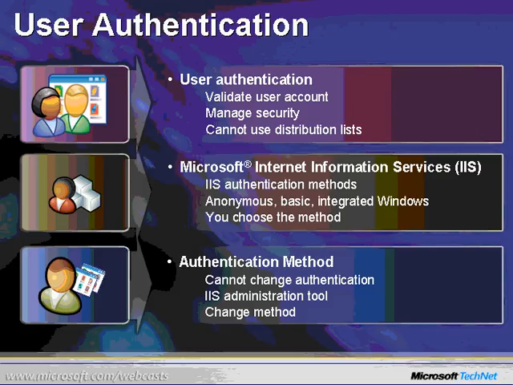User authentication for Windows SharePoint services is based on Internet Information Services authentication methods. Windows SharePoint services can be used with anonymous authentication, basic authentication, integrated Windows authentication, and certificate authentication. You choose the authentication method you want to use when you set up your web server. You cannot change the authentication method by using Windows SharePoint Services Administration tools. You must use the Internet Information Services Administration tool for your server computer to change the authentication method.